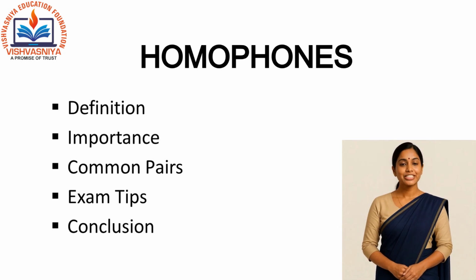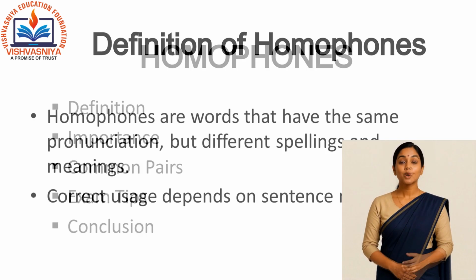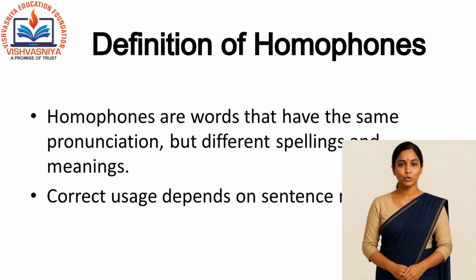Homophones are words that sound the same but have different spellings and meanings. This topic is very important for competitive examinations, especially in error spotting and sentence correction. Homophones are words that have the same pronunciation but different spellings and meanings. To choose the correct homophone, we must understand the meaning of the sentence, not just the sound.